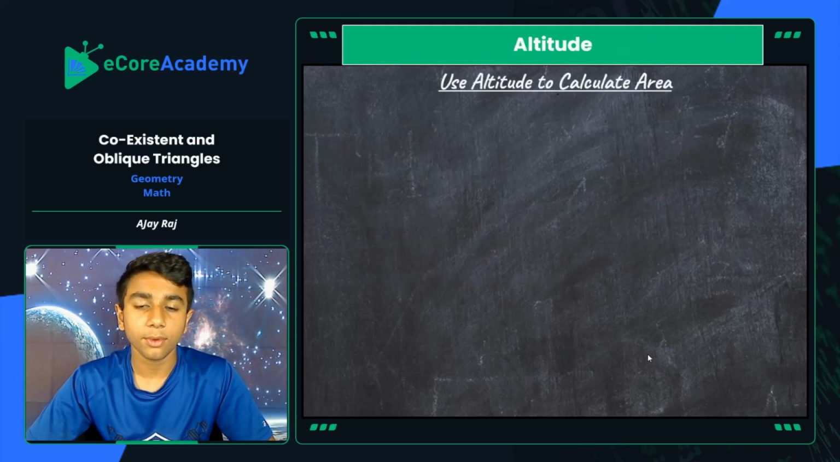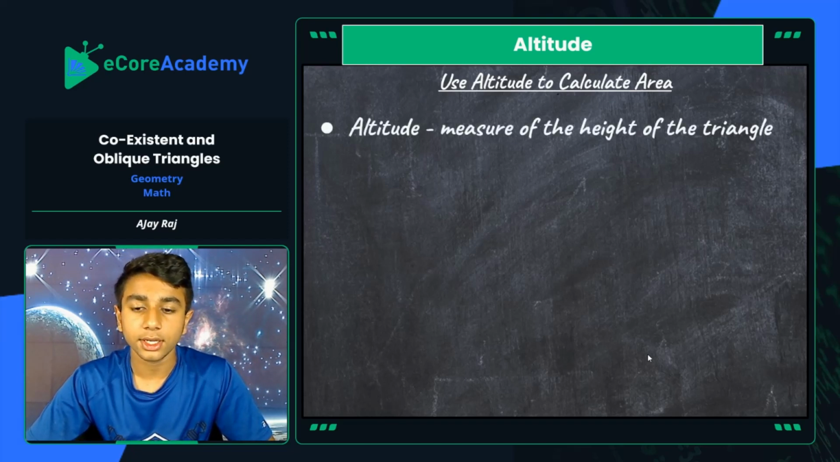Altitude is that one measure that you need for oblique triangles in order to calculate the area of an oblique triangle. So you're going to use altitude to calculate area. Altitude is a measure of the height of the triangle. A right triangle has a side length that measures its height already, but an altitude is an extra line that basically connects to the top of the triangle. The altitude of any oblique triangle is a line that is perpendicular to the base of the triangle.